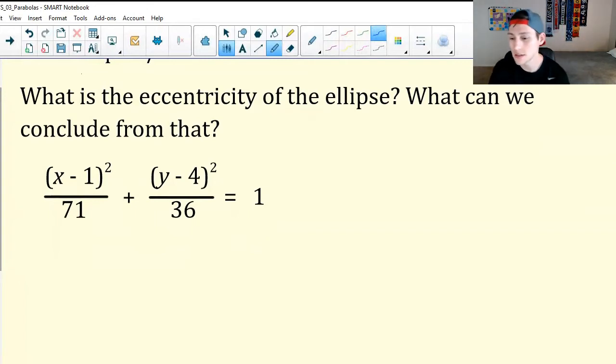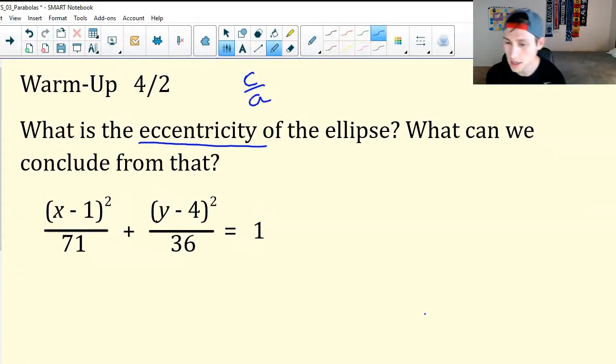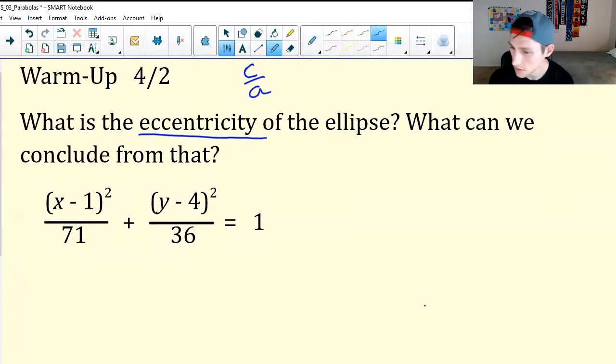All right, so let's go ahead and start off here with figuring out what is the eccentricity of this ellipse, and not only that, but what the heck does that mean? What can we conclude from that? Well, we ended yesterday with talking about the formula for this, which is just c divided by a. All right. So I don't need to go through and find my vertices, covertices, foci, etc. Right, this is just asking for the eccentricity.